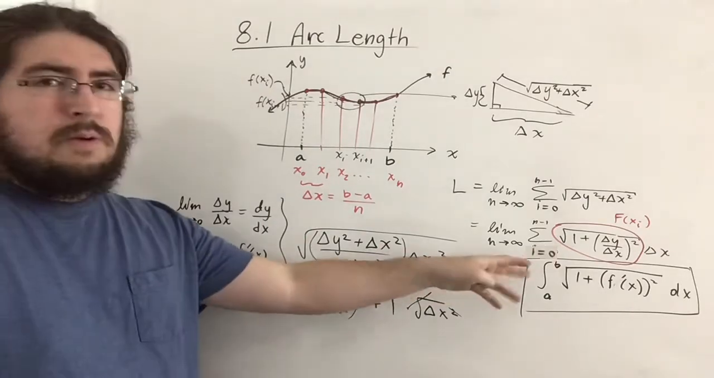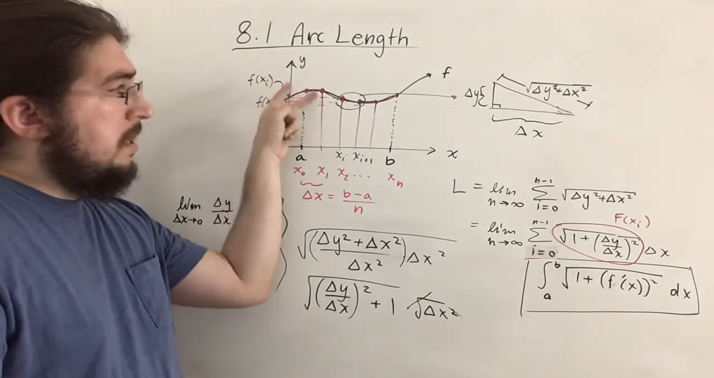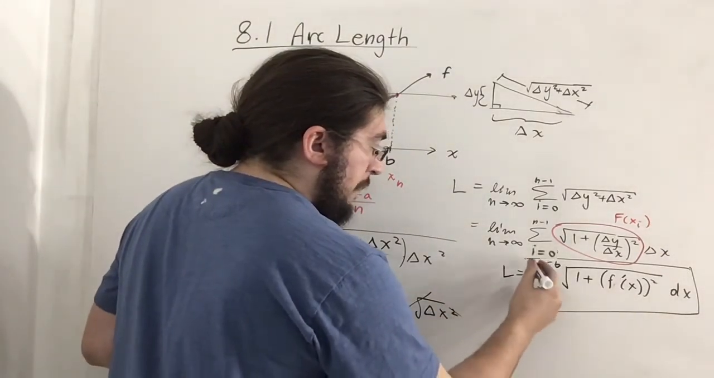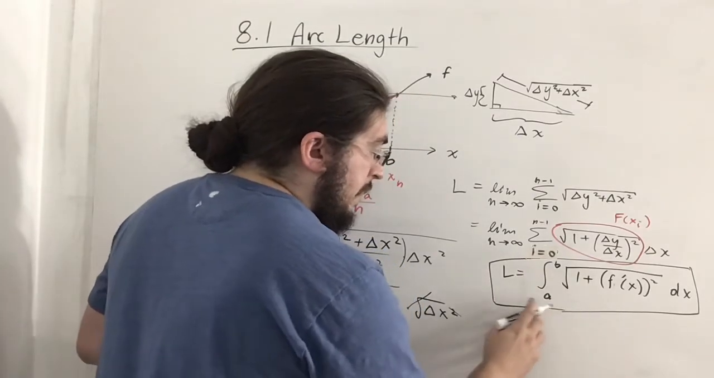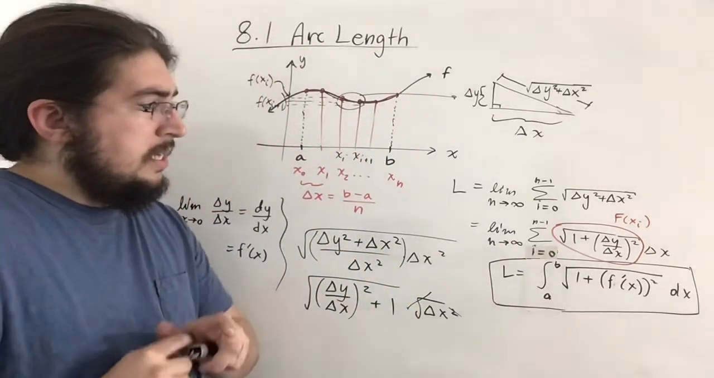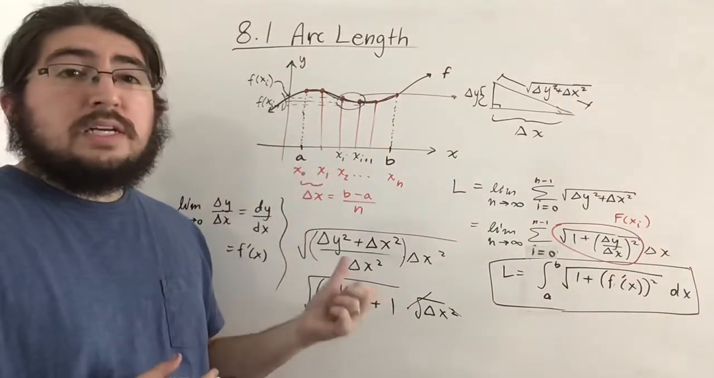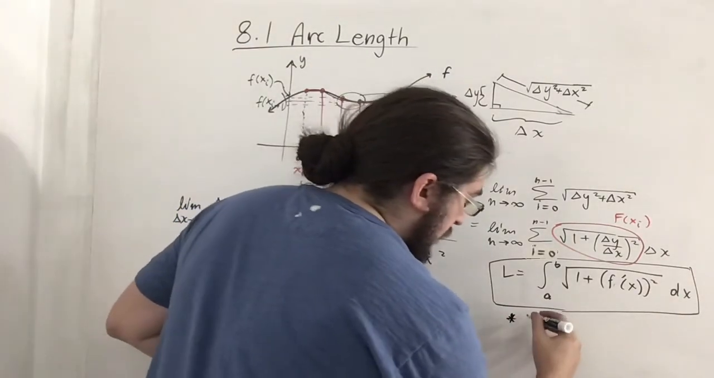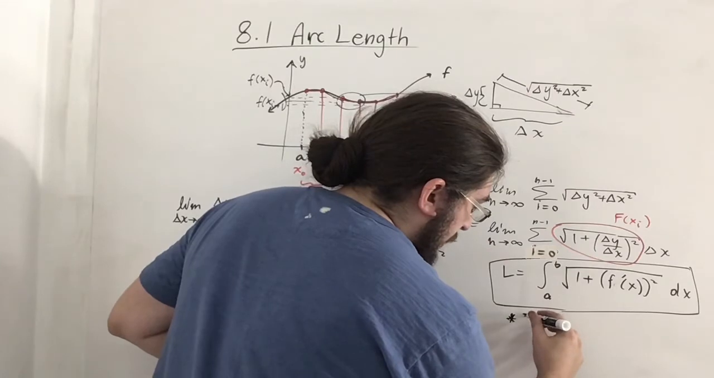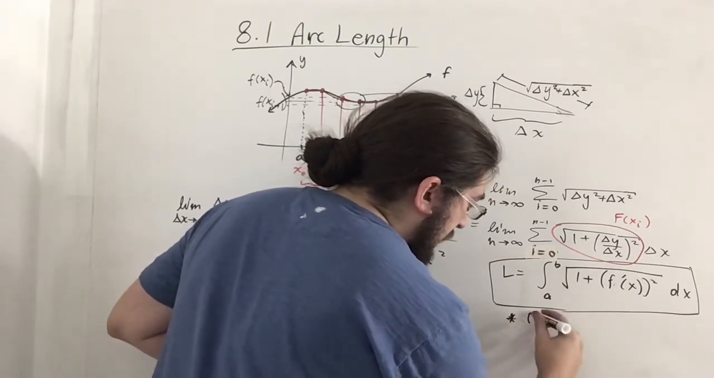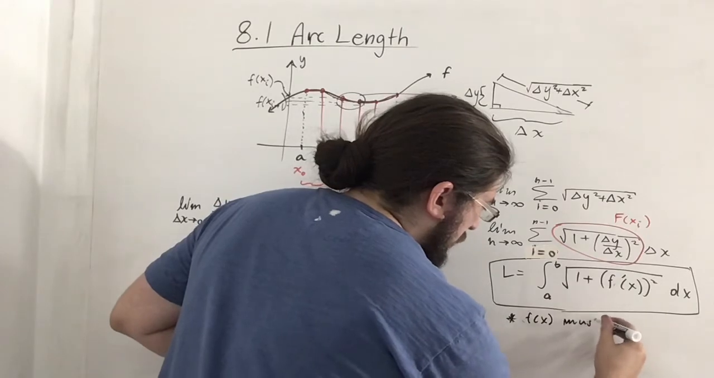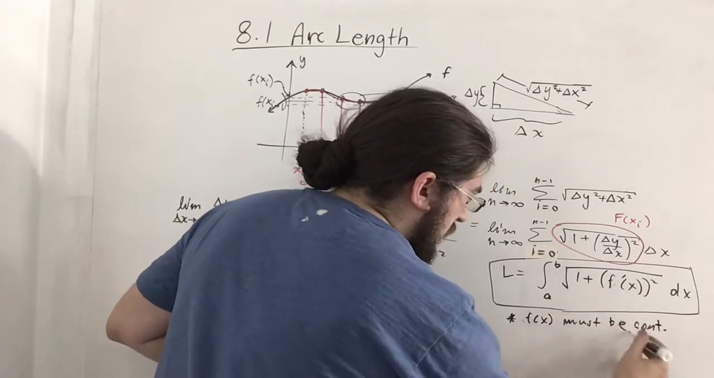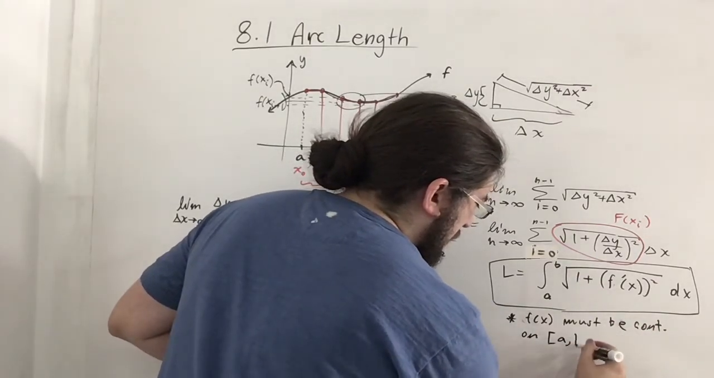But it's pretty easy to see where this comes from just based on the approximation of the length of the curve by line segments. And in fact, speaking of which, let me call it capital L for the arc length of the curve. Now, there are some conditions, and the main condition, of course, is that we can only really do this when f is continuous on this interval. So let me say f of x must be at least continuous on the closed interval a to b.